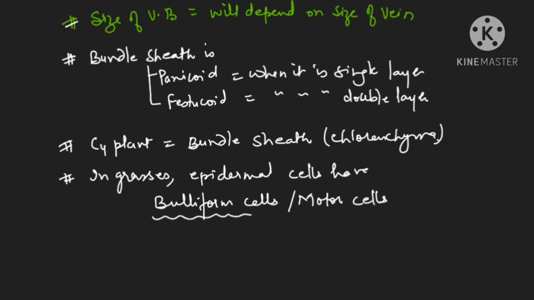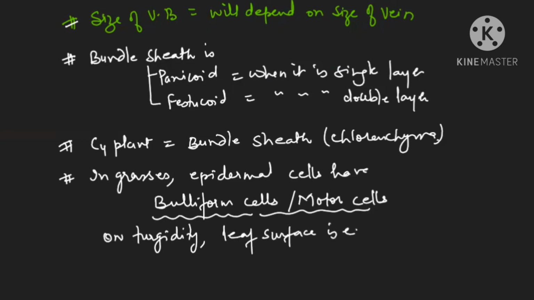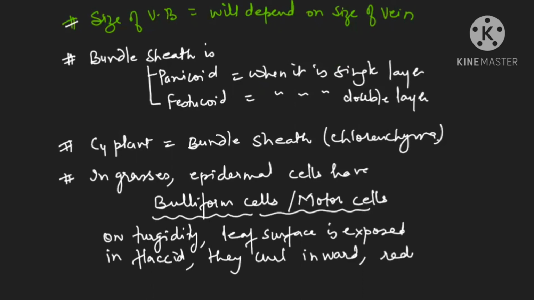These are the cells, bulliform cells or motor cells, when they absorb moisture, means when they are turgid, then the leaf surface will be exposed. So on turgidity, when they are turgid, the leaf surface is exposed. And when they are flaccid, they curl the leaf inward. In flaccid condition, they curl inward. And as a result, you will say the leaf surface is reduced. Is it clear? These are a few additional points with respect to leaf anatomy. So I hope this much of the topic is clear to you.